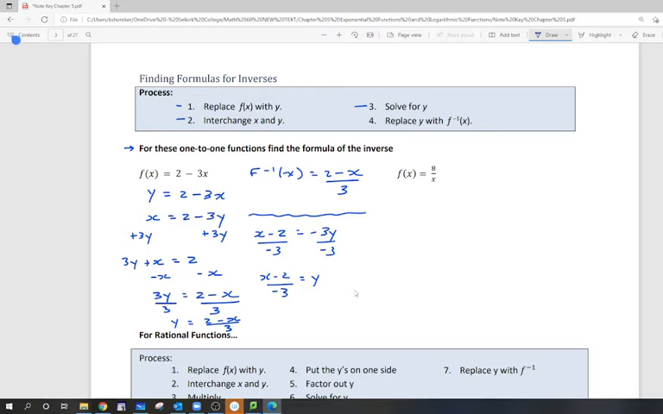All right, so pause the video and see if you can find the inverse equation for this function.